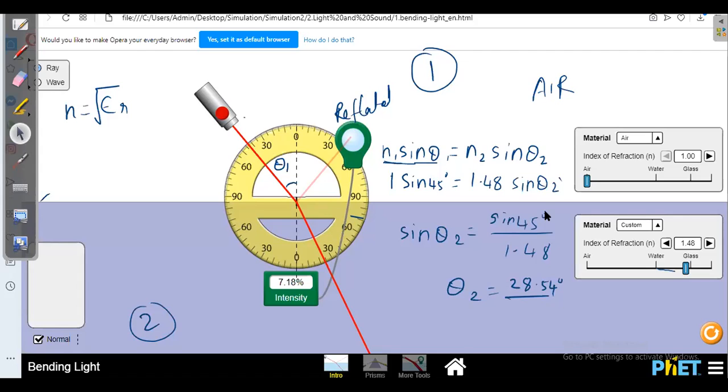Okay. Once it is 44 degrees, then what is the answer, sir? 28.54. Okay, sir. Almost it's coming closer to that. Okay, that's okay. So you will get some angle.